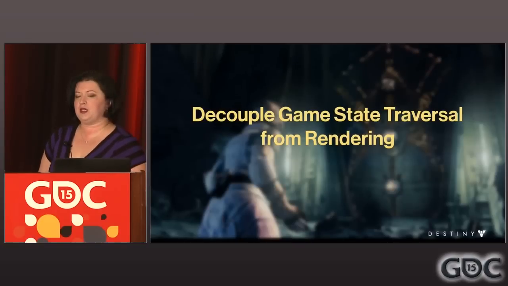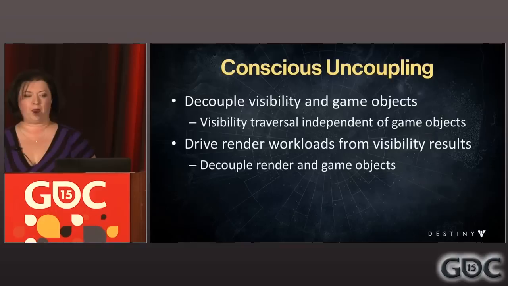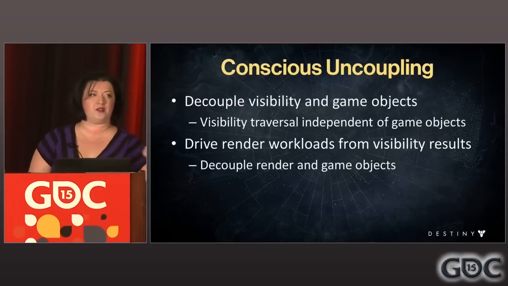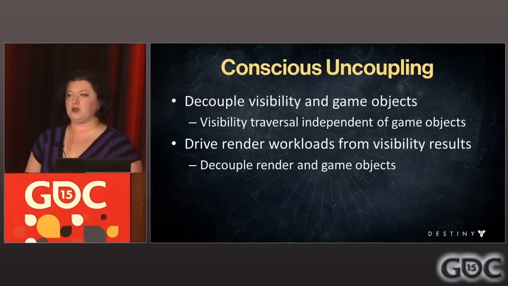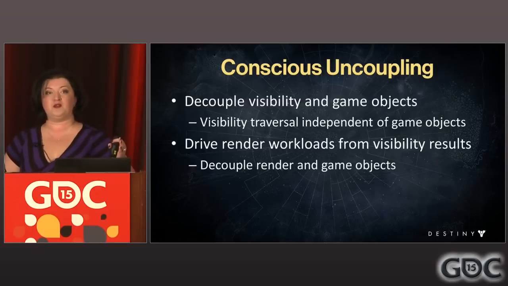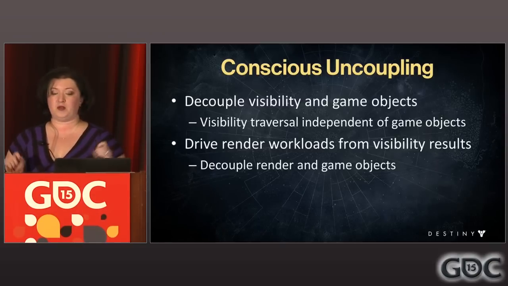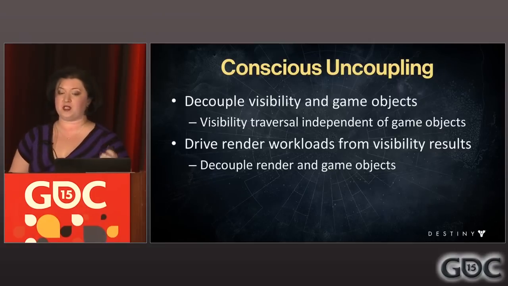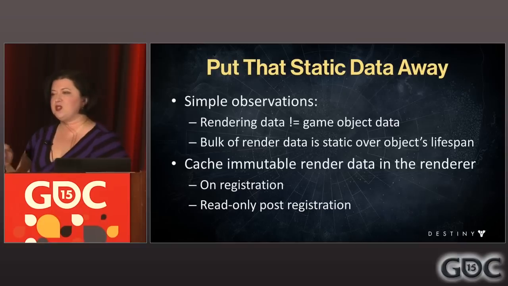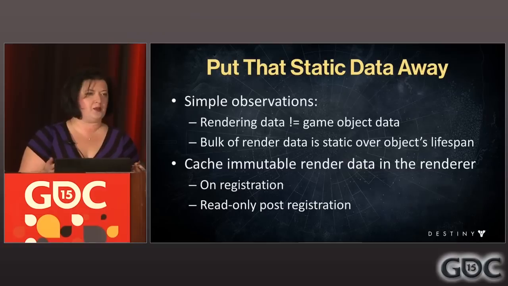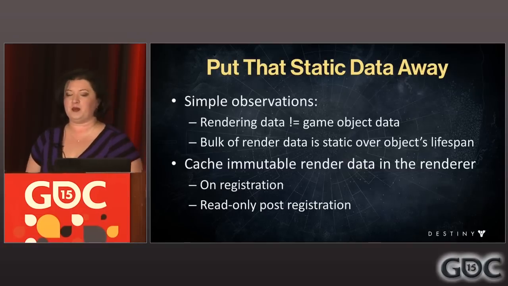So how did we decouple game state traversal from rendering? We drive all of the workloads by the results of the visibility to decouple game objects from rendering. In order to do that, we also need to decouple visibility objects from game objects, providing a very thin interface to allow them to communicate. This is what allows us not to traverse game objects for visibility computations. What we store in a game object is not necessarily what we need for rendering. As I said, we don't need AI components, we don't need the animation data.